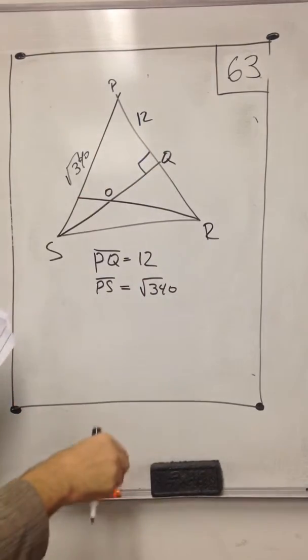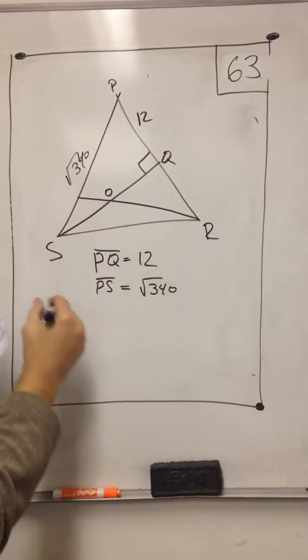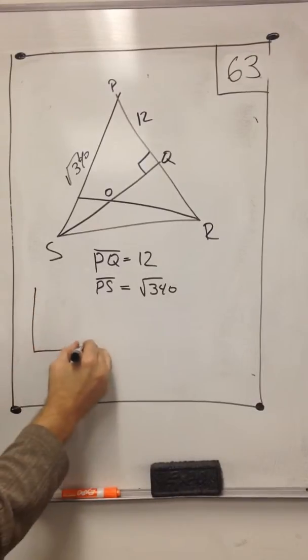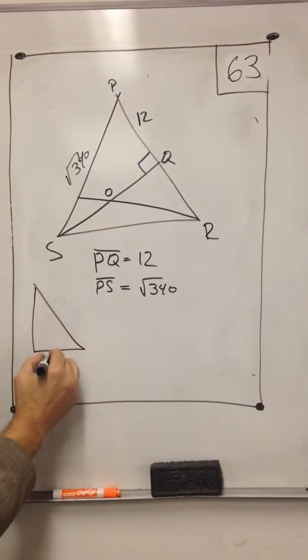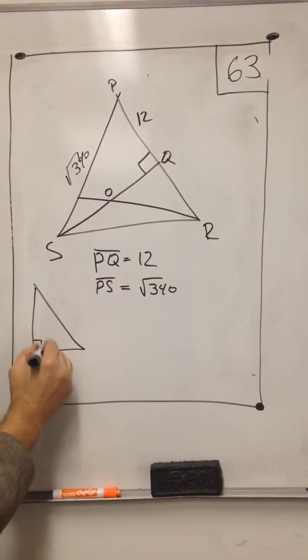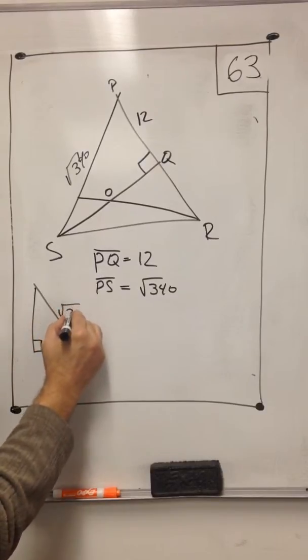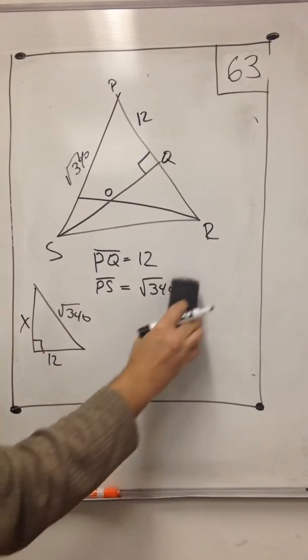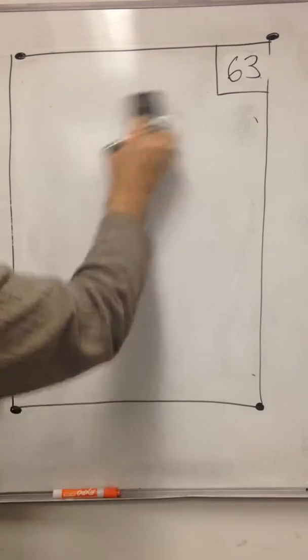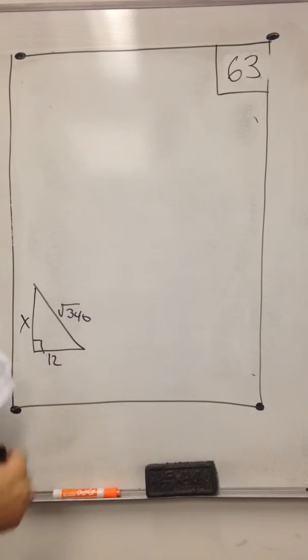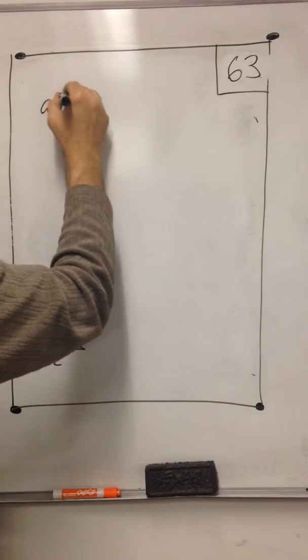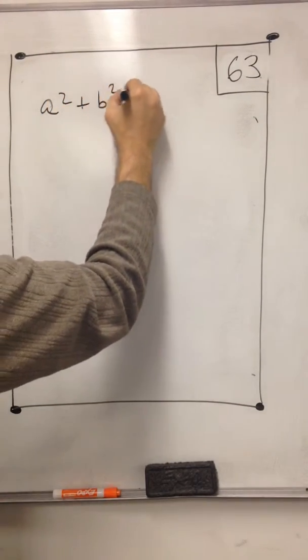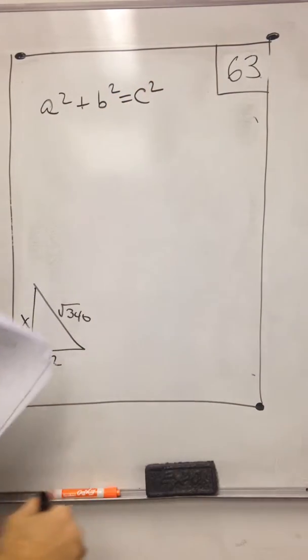What you should recognize is that you've got a right triangle. You have a right triangle. This side of the right triangle is 12. And this side is the square root of 340. And they're asking you to solve that. Okay? Given that, you need to recognize that you need to use Pythagorean's theorem to solve it. A squared plus B squared equals C squared.